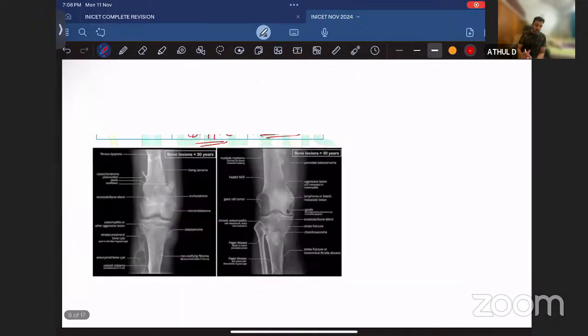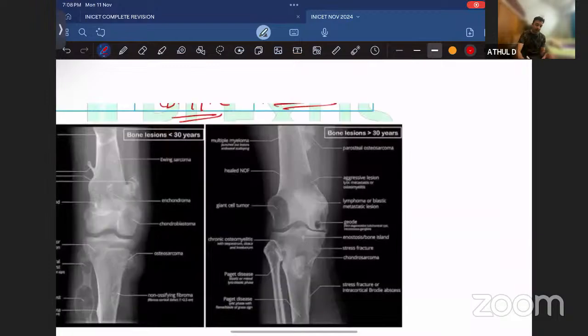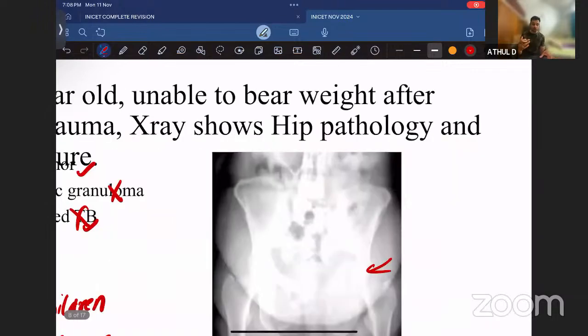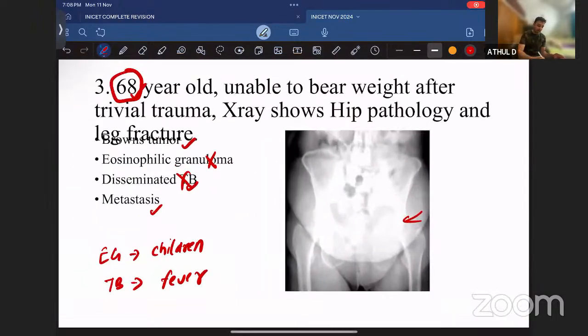Otherwise, most commonly when we read, we will know whenever the patient is more than 30 years of age, you have to think in terms of metastatic lesion. So if there is no associated history given, because of the old age, you should think in terms of metastatic lesion. So I personally feel if there is no associated history given, then the answer should be metastasis.